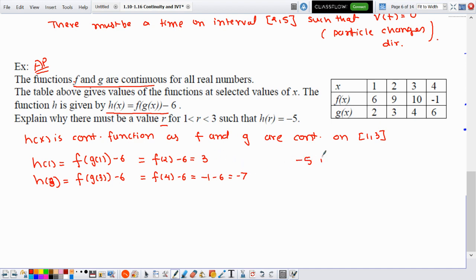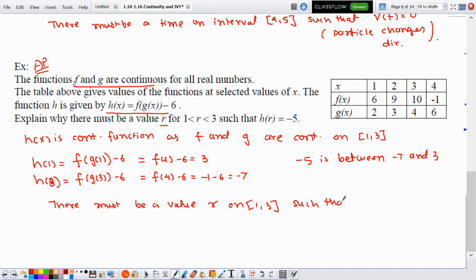So let's write: negative 5 is between negative 7 and 3. Then copy the statement. Just copy the statement: there must be a value r on the interval 1 through 3 such that h of r is negative 5. So make sure you understand this theorem very well and know how to write it. This is the first theorem, and you will have to write this kind of answer almost 100 times.